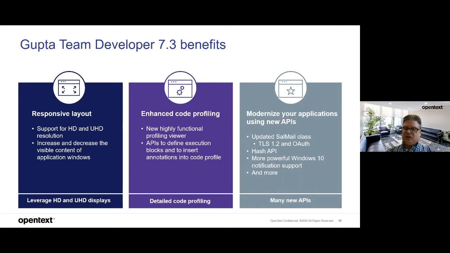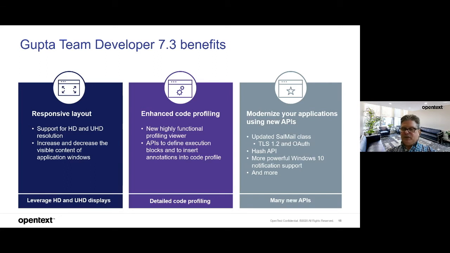We created an API to create hash values. You might have noticed that when you download Team Developer service packs or Team Developer versions from OpenText My Support, that we do always now display a 256-bit hash for every download file, so you can verify that that file didn't change while you downloaded it, or that nobody did an HTML injection and made you download something that wasn't a true Team Developer file. And with this hash API, you can basically calculate hash values on your own using Team Developer.